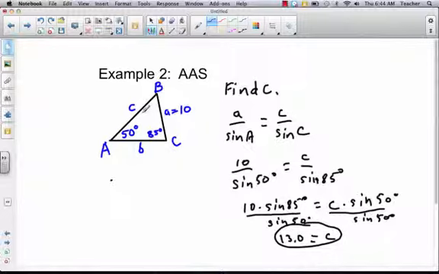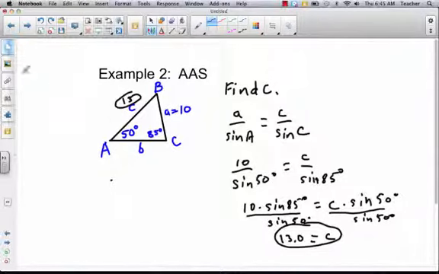So if we look at this side C, this is equal to about 13. I'll just put 13 there. And it makes sense because across from angle 50, we had a length of 10. A larger angle, we have to have a larger length.